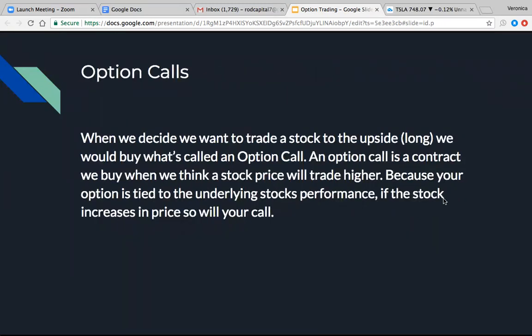Option calls. When we decide we want to trade a stock to the upside, aka long, we would buy what's called an option call. An option call is a contract we buy when we think a stock's price will trade higher. Because your option is tied to the underlying stock's performance, if the stock increases in price, so will your call.